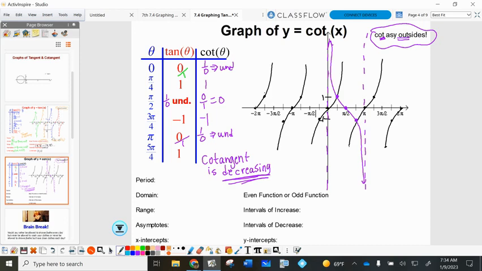Again, if we want to see what happens if we continue forward at 5 pi over 4, we said that's 1 over 1, which when we flip it is still 1. So at 5 pi over 4, they're both at positive 1. And of course, that pattern is just going to repeat.